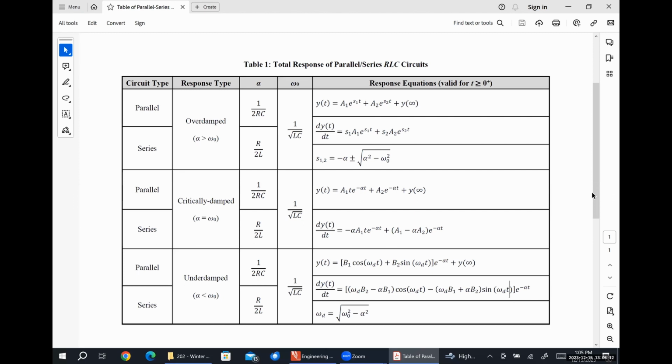As a heads up, the table also includes information for series RLC circuits. Effectively, we can see from the jump that alpha is 1 over 2RC, which is what we derived for a parallel RLC circuit. It's going to have a different value for a series RLC circuit, R over 2L, which we'll see on Wednesday when we get back from break, because we're taking our test on Monday. The resonant frequency is the same for both parallel and series RLC circuits. So we're going to use this table very extensively, starting, let's say, now.